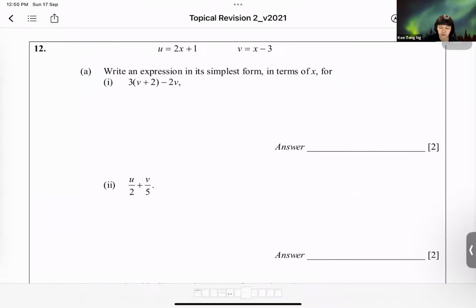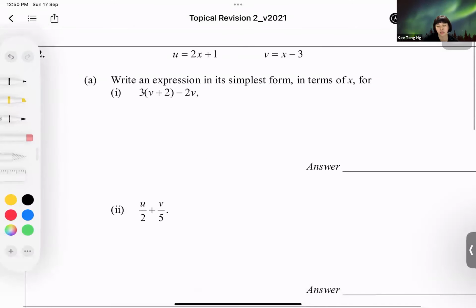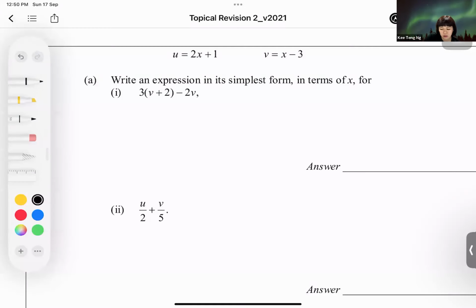Okay, next question over here. Write down an expression in the simplest form. Right, simplest form, so we must simplify, in terms of x. Oh, they want it in terms of x. What do you notice down here? This one is in terms of letter V. So what am I going to do? I need to replace it by something, right? They want it in terms of x.